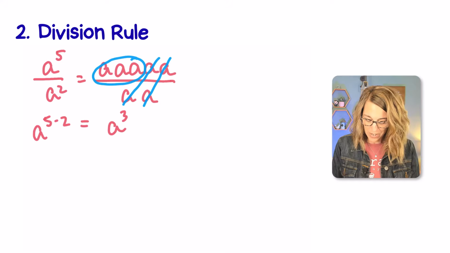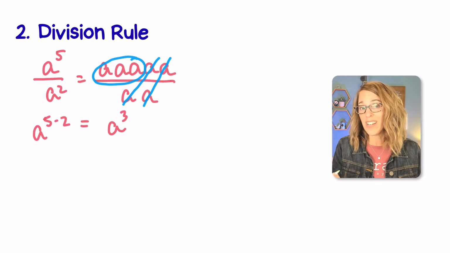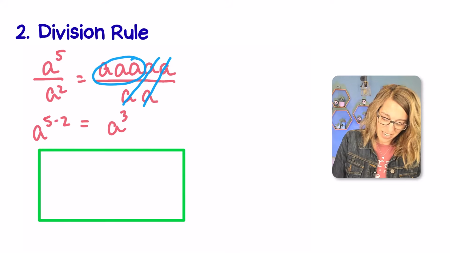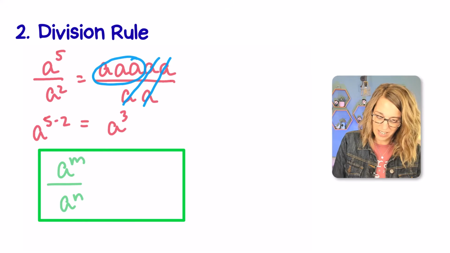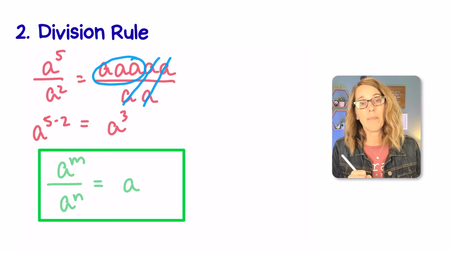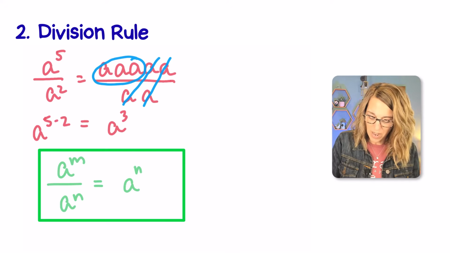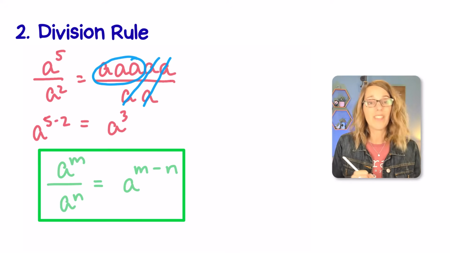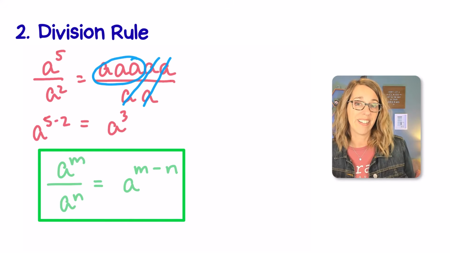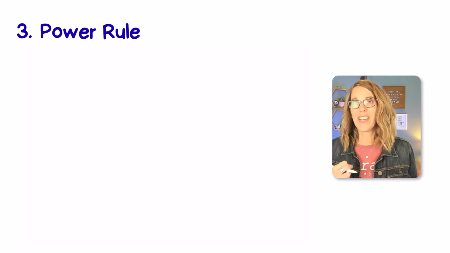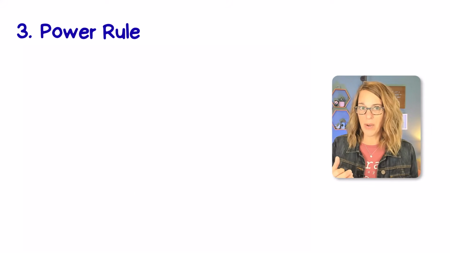So here comes our rule when we're doing a division of the same base. So we could say that a to the m divided by a to the n is equal to, as long as it's the same base, you're going to take that top exponent and subtract the bottom exponent, a to the m minus n. Next up is our power rule. I like to think of this one as power of a power rule.